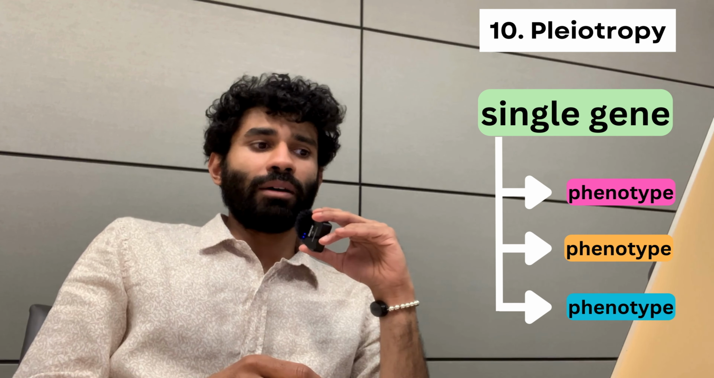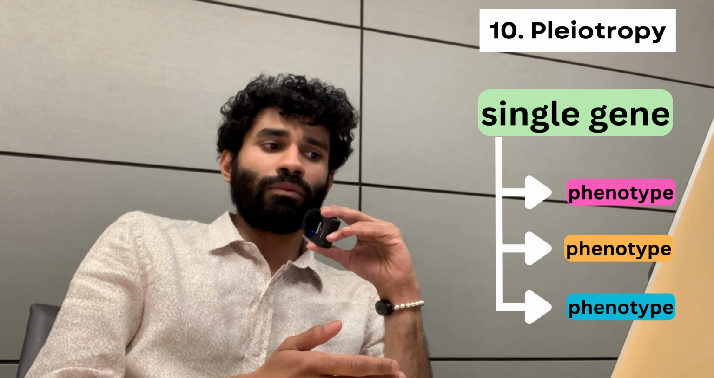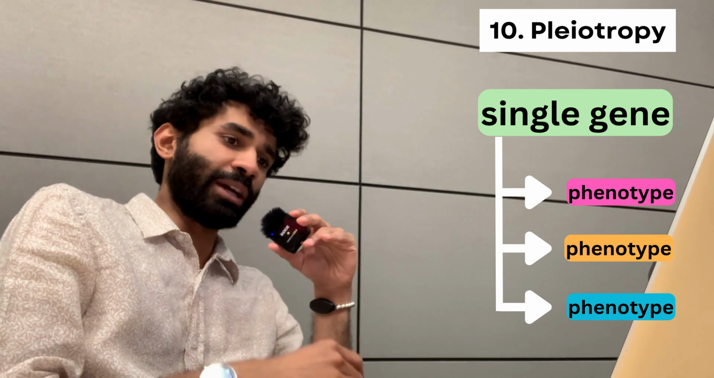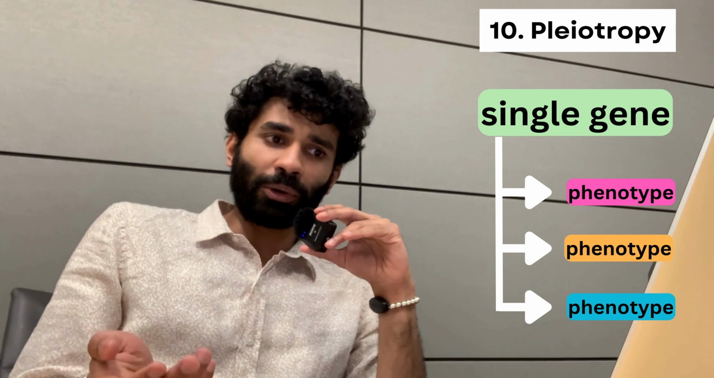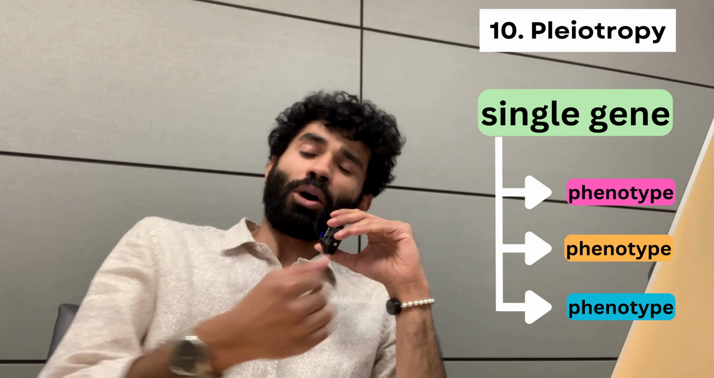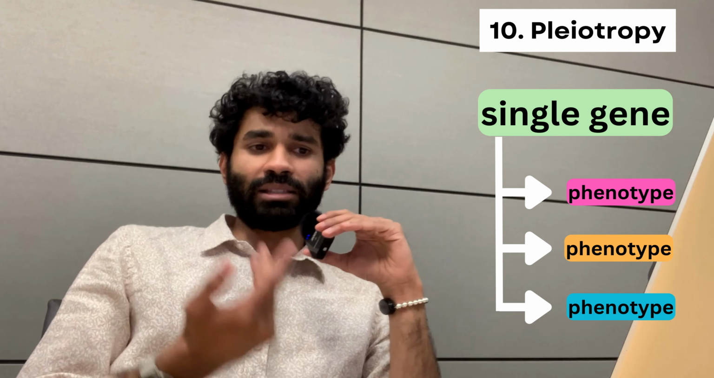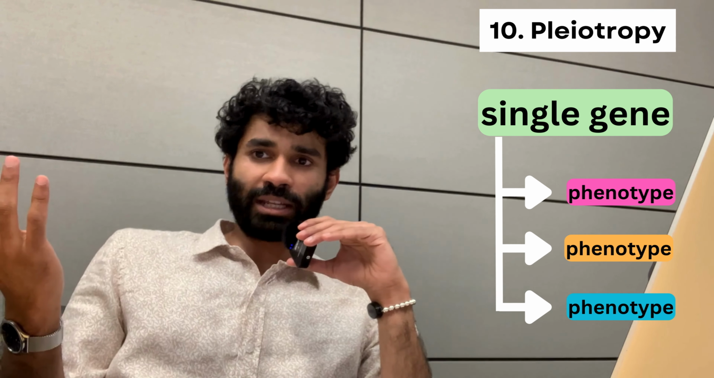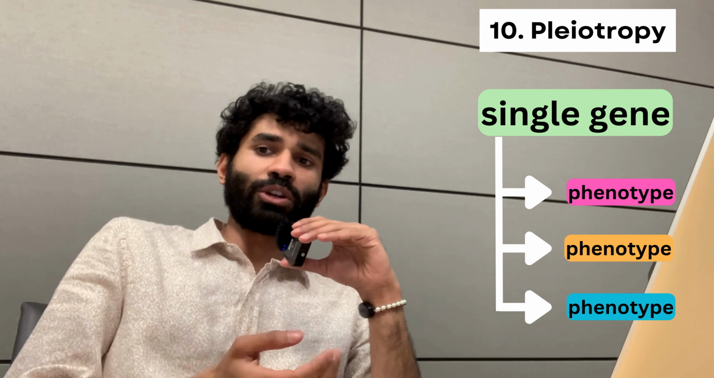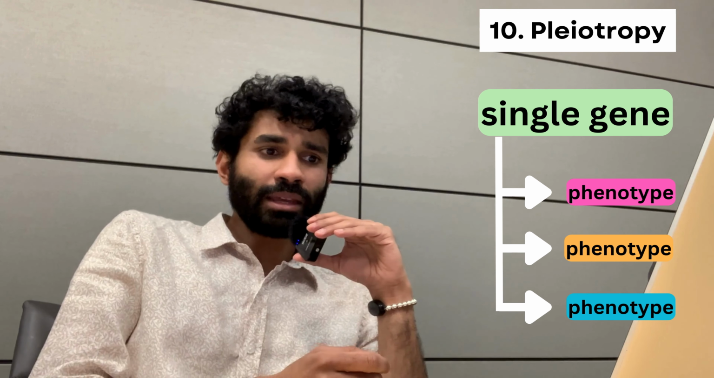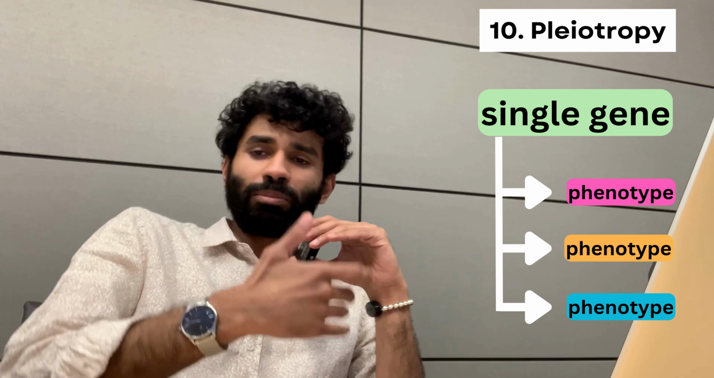For example, if you had a particular allele of a gene in flowers, and that allele resulted in purple petals, but also in the petals being iridescent and shining. That's like two phenotypes, purple and iridescence, and they're both determined by a single gene. And that's an example of pleiotropy.